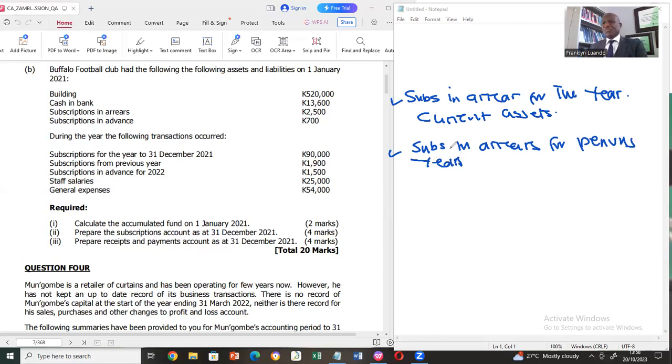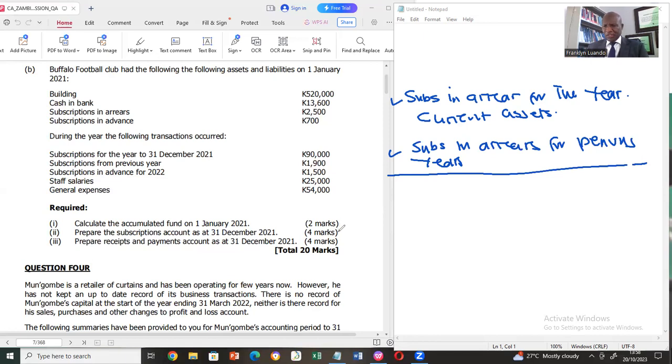Subscriptions in arrears for the previous year, now received in the current year, are not part of the income for the current year. Therefore, subscriptions in arrears for the previous year, you must deduct them from the total subscriptions received. So that is one aspect that you need to understand.